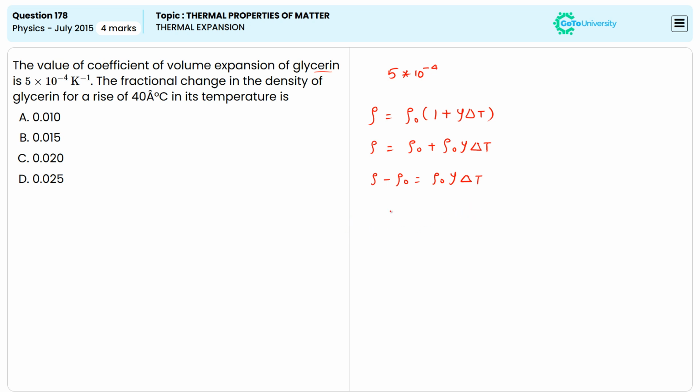its temperature, we can write it as (rho minus rho naught) divided by rho naught is equal to gamma into delta T, which is nothing but 5 into 10 to the power of minus 4 as gamma, and delta T is 40 degrees centigrade. Then by simplifying, 5 into 4 is equal to 200 into 10 to the power of minus 4, we get the value 0.020. Hence, by seeing this answer, we can say option C is the right answer.